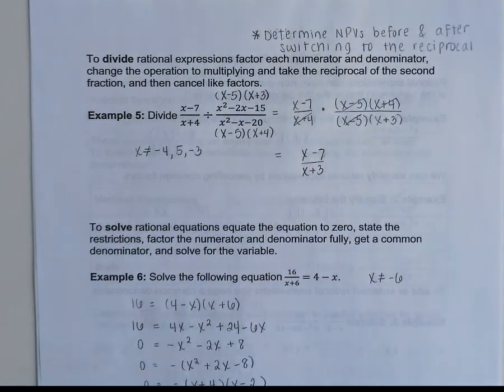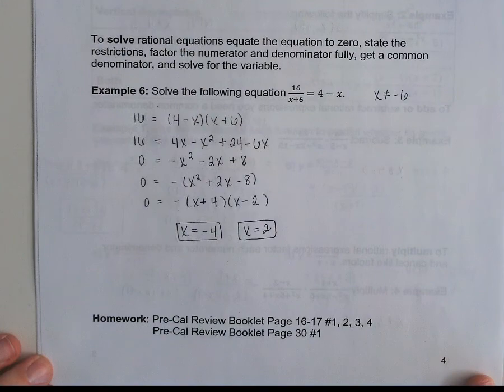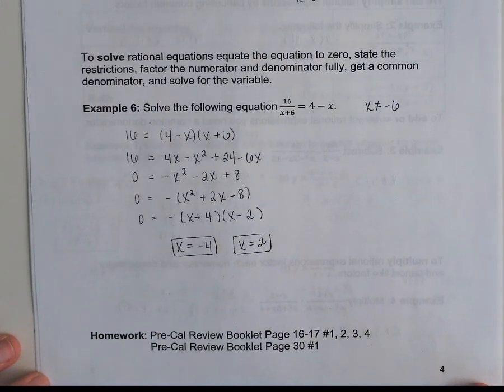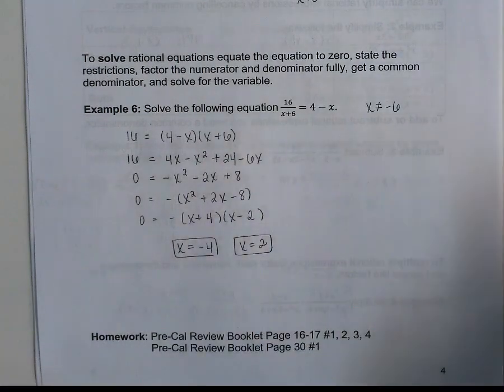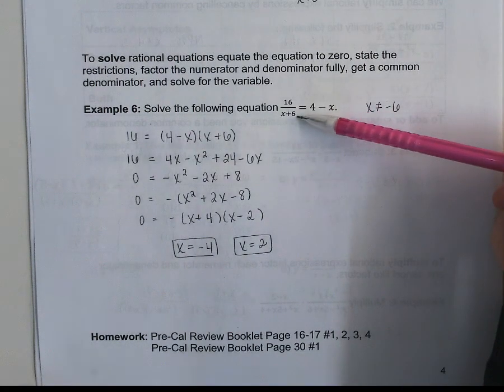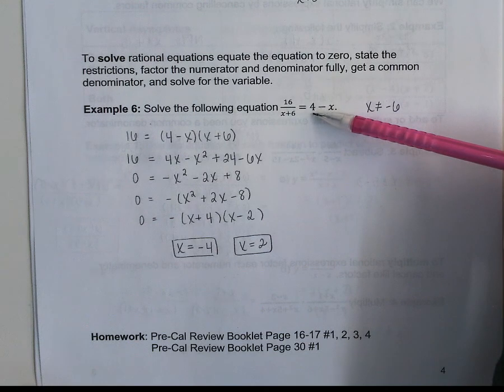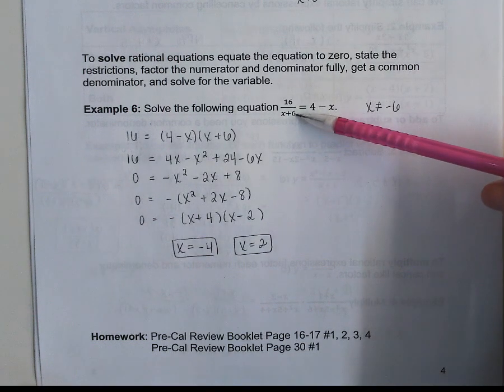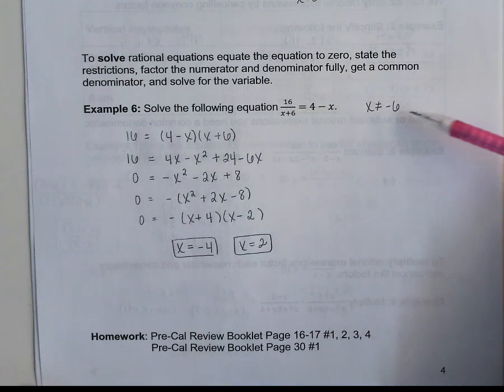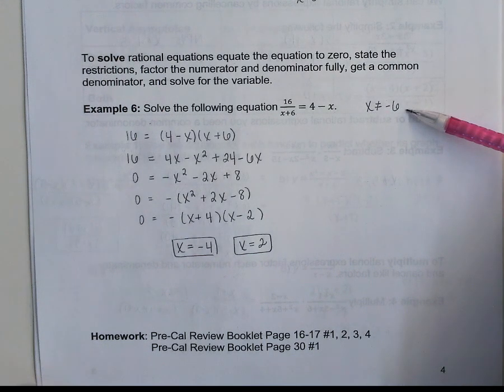Okay, and then finally, solving these rational equations, what we need to do is we need to essentially set one side of the equation equal to 0. So here I've got 16 over x plus 6 equals 4 minus x. So first thing I did, I've got a denominator here that cannot be equal to 0, so I stated my non-permissible value of x cannot be negative 6.